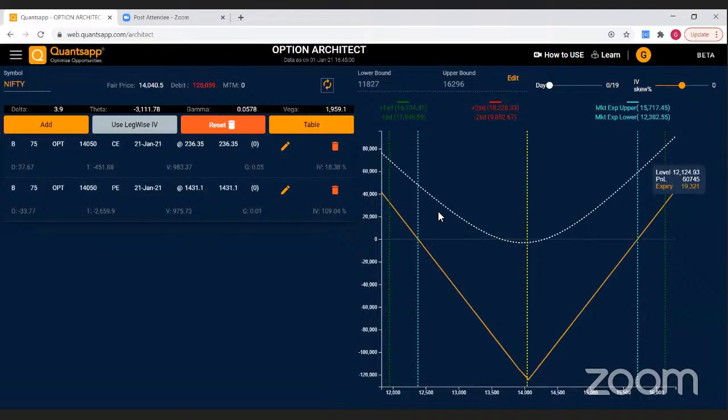The white dotted line you see here is the payoff as on the date where you are standing. What I mean is, if I'm making this strategy today, how is my payoff going to look based on today only. So if I say my Nifty is trading at around 1440, the fair price is something.